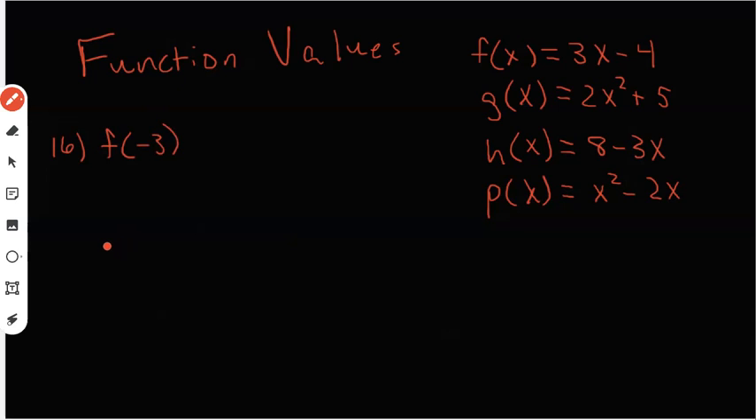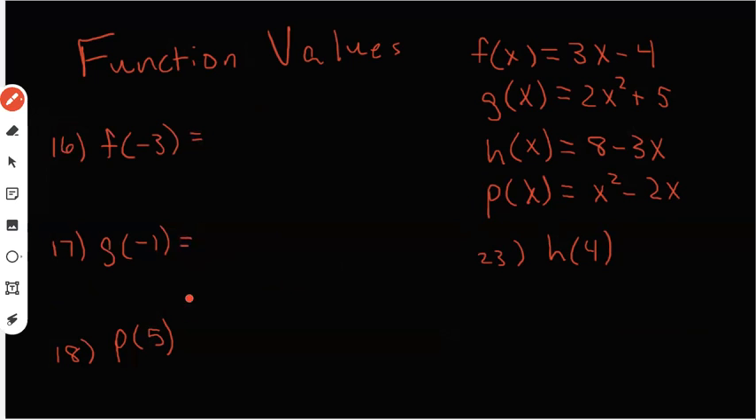And then we're going to do number 17 together. We're going to find g of -1. We're going to do 18 together, which is p of 5. And then we'll do one for h. We'll do number 23, h of 4. Okay. So let me write my equal signs for all of these, and we'll get to it.